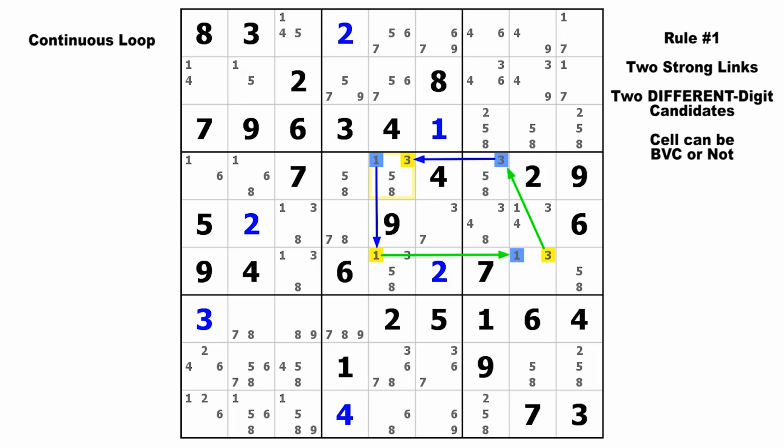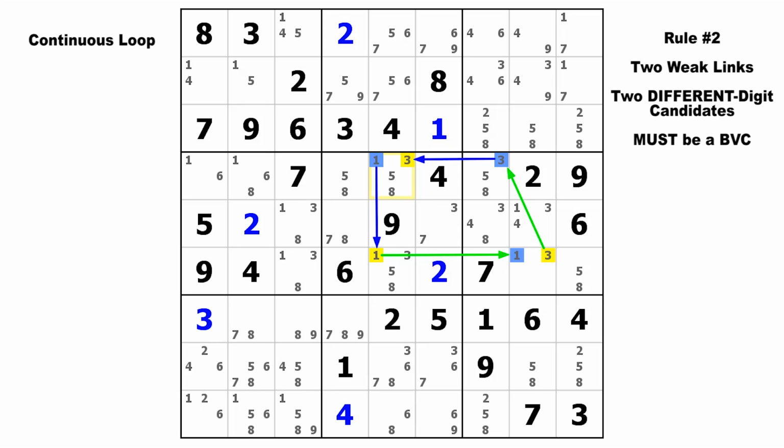So rule number 1 says if you have a cell with 2 strong links, they must be connected to 2 different digit candidates, and the cell can be by value or not. And that's the case for this cell in row 4, column 5. We have a strong link coming out and a strong link going in, and they are connected to 2 different digit candidates, and whether there are any other candidates in that cell doesn't matter.